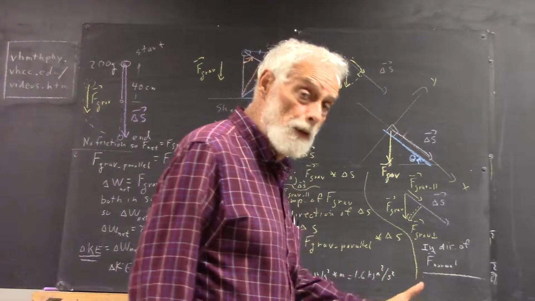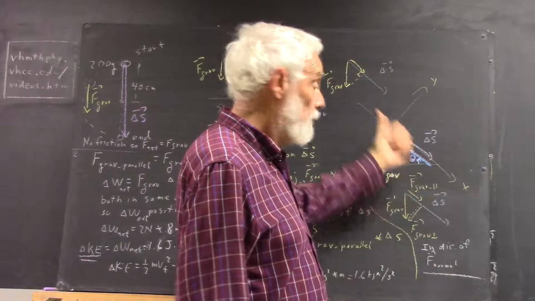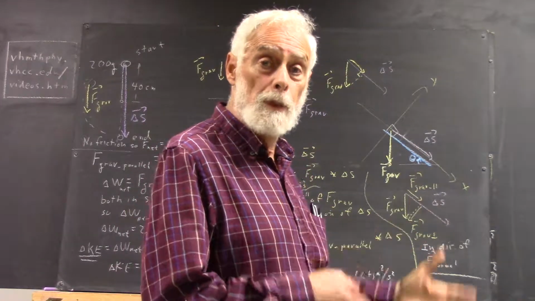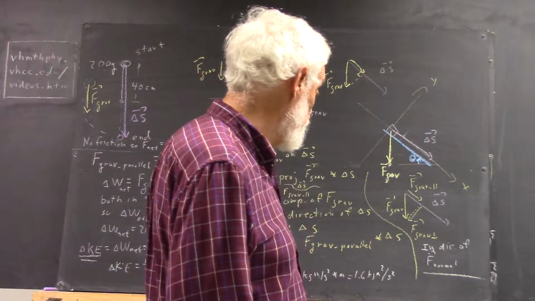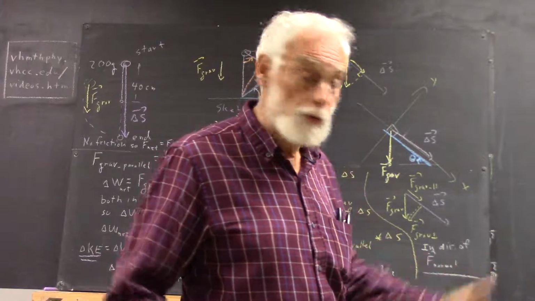Now, if you happen to have friction, that's very handy because the frictional force is going to oppose motion, and its magnitude is going to be a multiple of the magnitude of the normal force. It'll be 20% or 0.6 or whatever of the normal force.